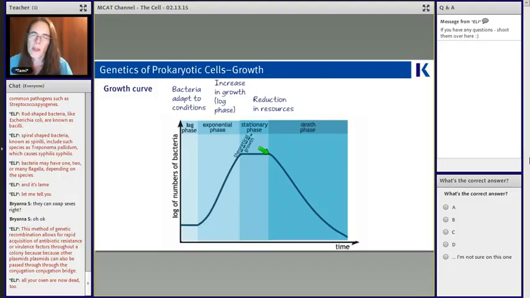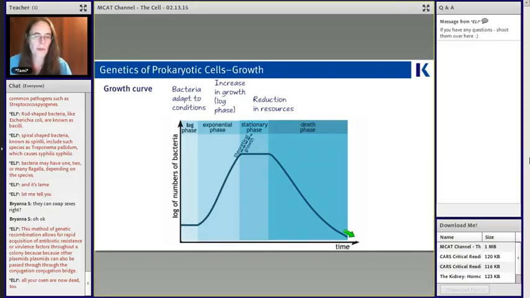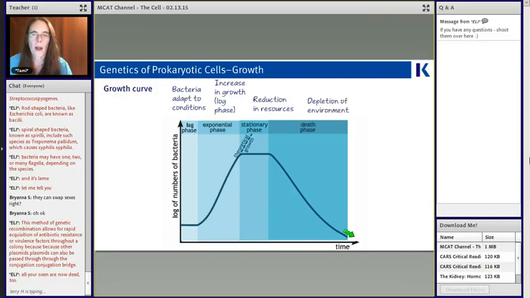Okay, so this is your lag phase, getting used to the environment. Our exponential phase, woohoo, eating all that wonderful food, our resources. Stationary is where they stop growing because we reduce the resources, and then they will eventually hit a death phase where they will die. All right, so that's our depletion of our environment.